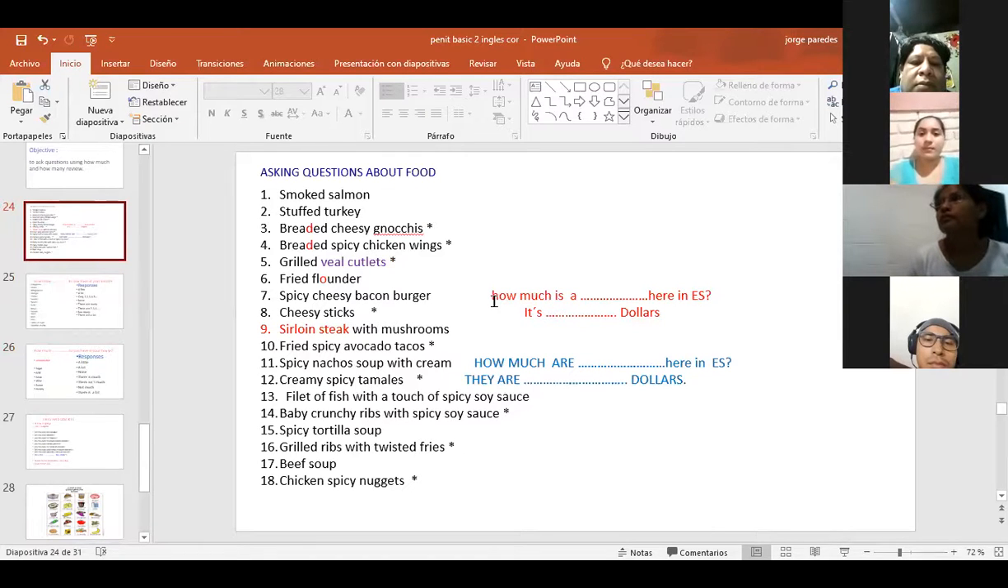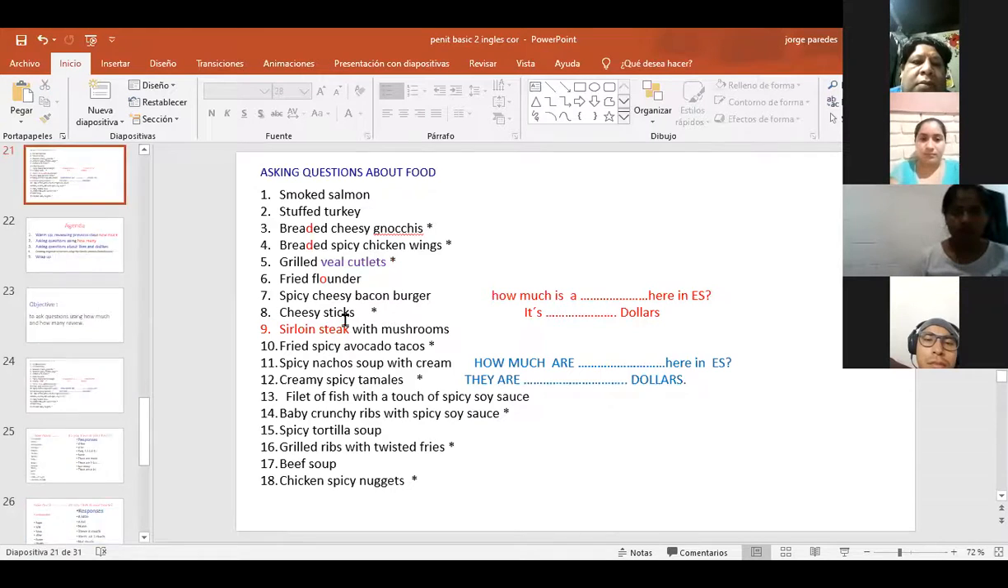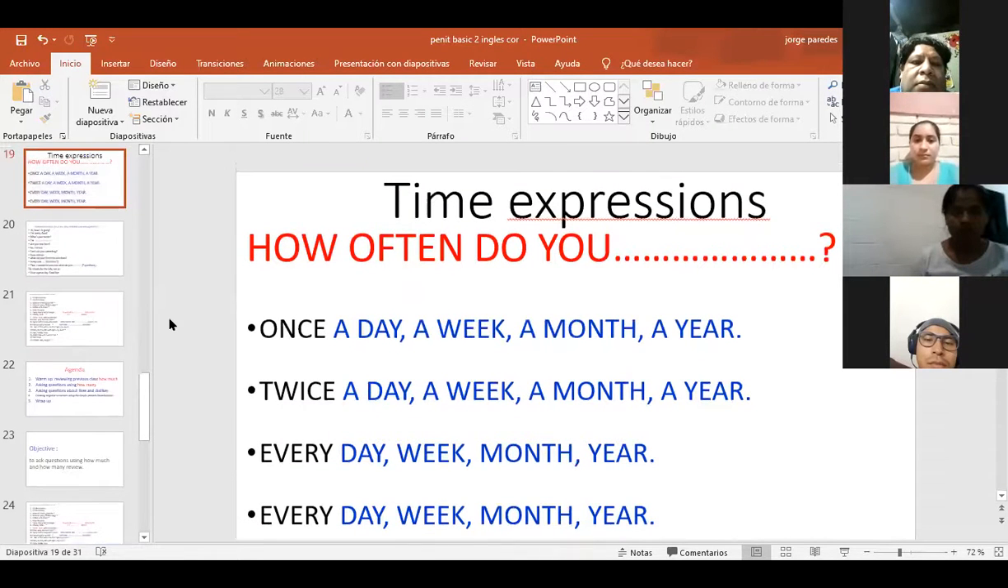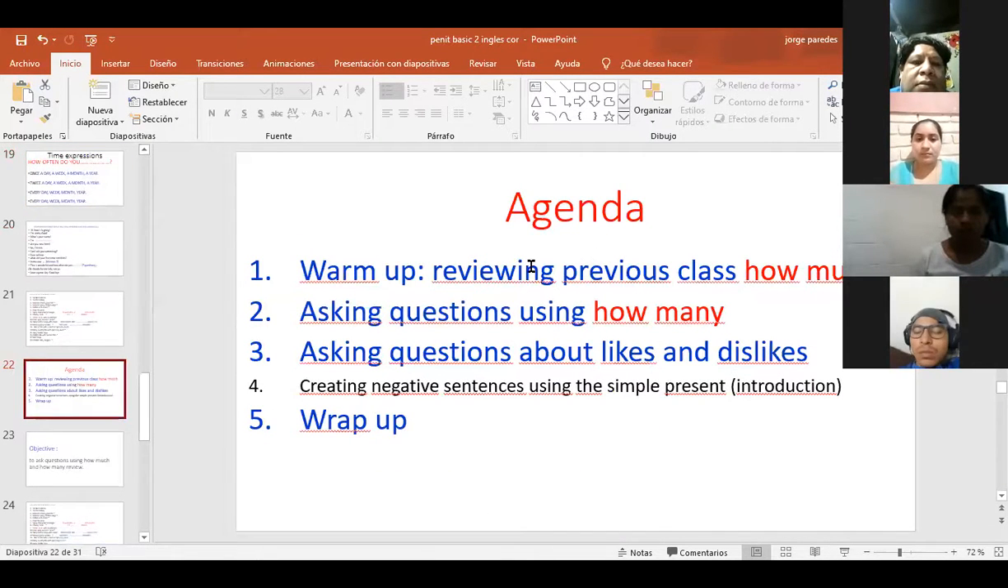Don't worry, tomorrow we're gonna continue with the review. We're gonna go ahead, okay, with the agenda. Vamos a ver la agenda. Agenda, warm up, reviewing previous class, how much. Asking questions using how many. Perfect. In this moment, activity number three, asking questions about likes and dislikes.